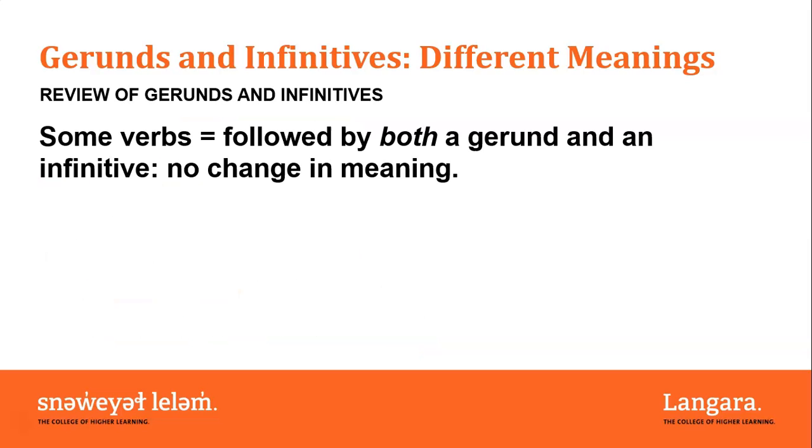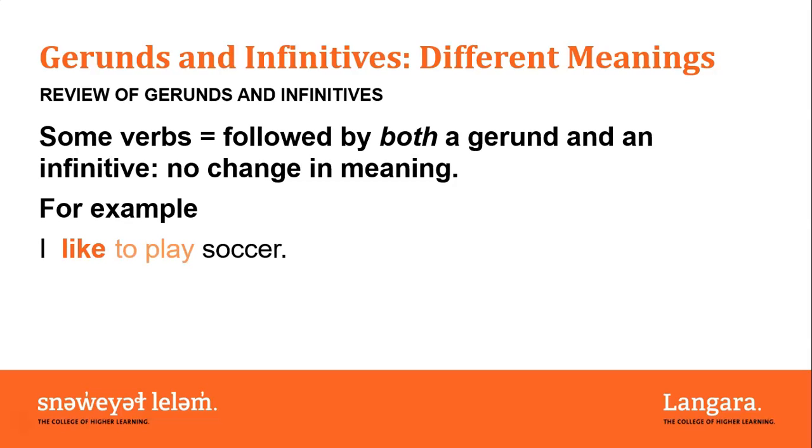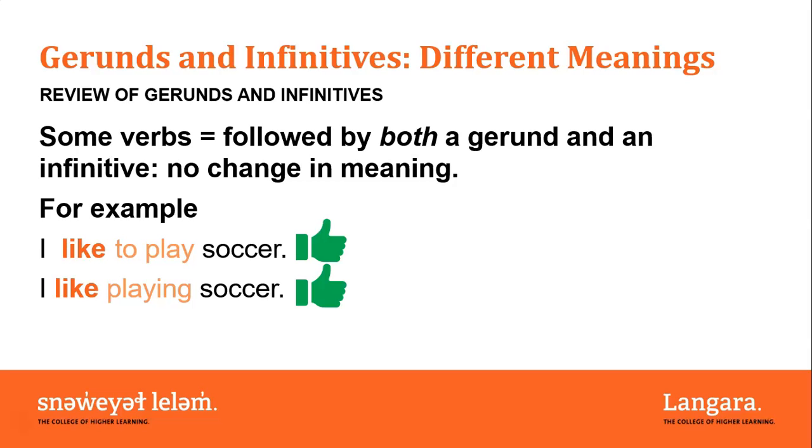Some verbs are followed by both a gerund and an infinitive, and they have no change in meaning. For example, if we look at the verb like, we can write, I like to play soccer, an infinitive, or we could write, I like playing soccer, a gerund. These essentially have the same meaning.